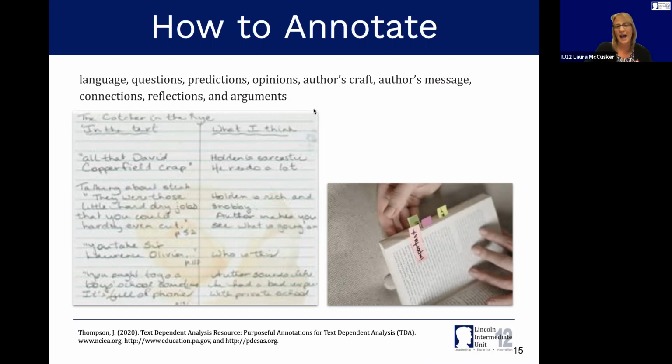This list at the top are ways that basically all of our annotations fall into these pieces. Either a comment on language, questions we have, predictions, opinions, noticing the author's craft or the author's message, making connections, reflecting, and then picking up on and making your own arguments. Questions or comments on the different ways we can annotate?